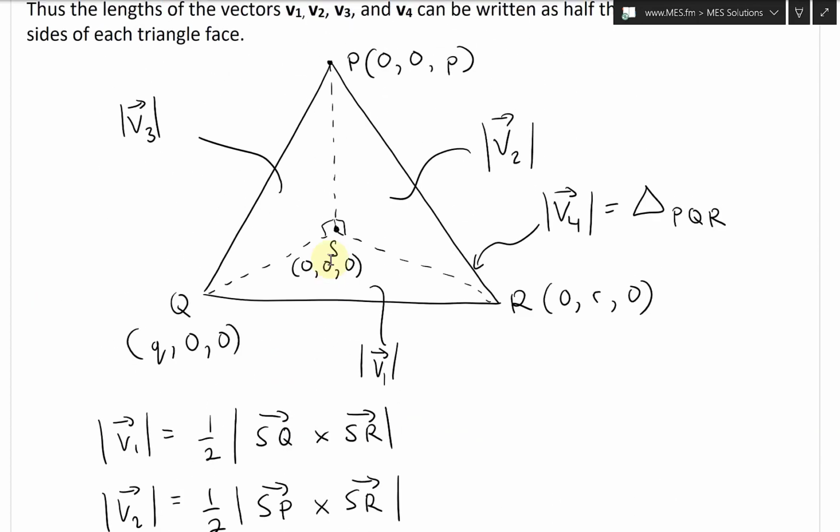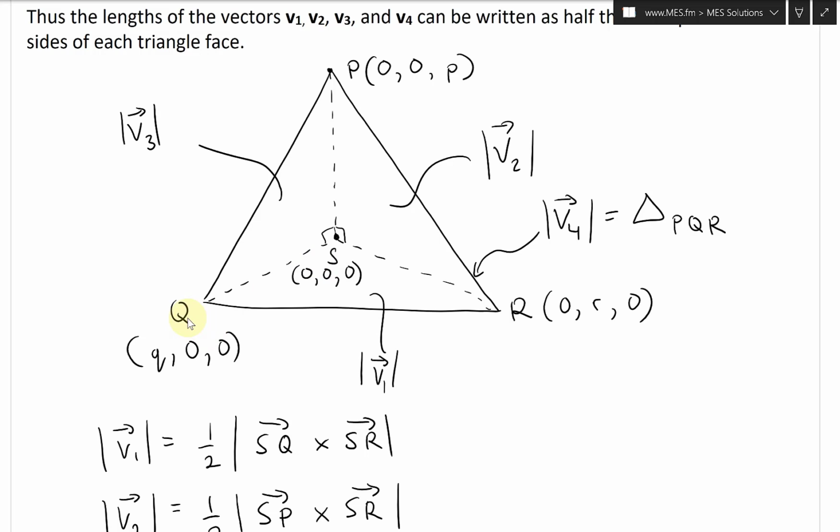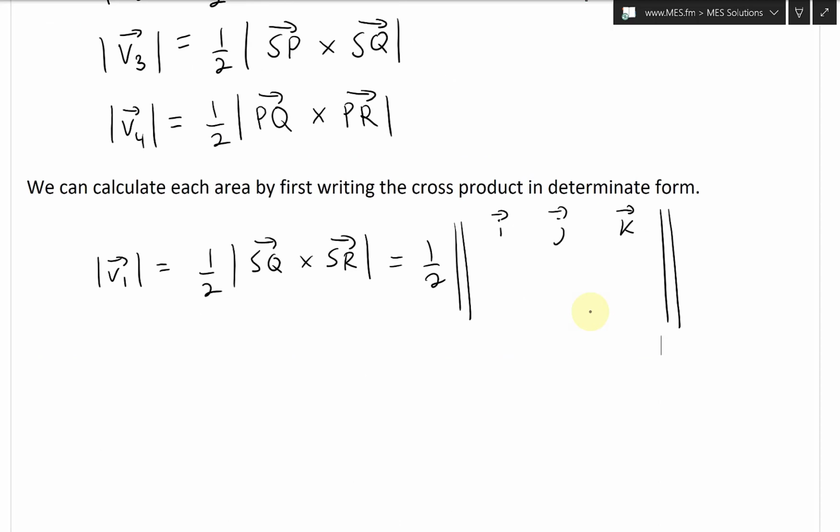So SQ is going from S to Q, and recall that to get the position vector, we just take Q minus this point here, Q minus S for each component. But S is the origin, so basically that is the position vector. So this is going to be Q, 0, 0. Then R is going to be 0, R, 0. So SQ is on the x-axis, has a value Q, then 0, 0. And then SR just has the point on the y-axis, 0, R, 0.